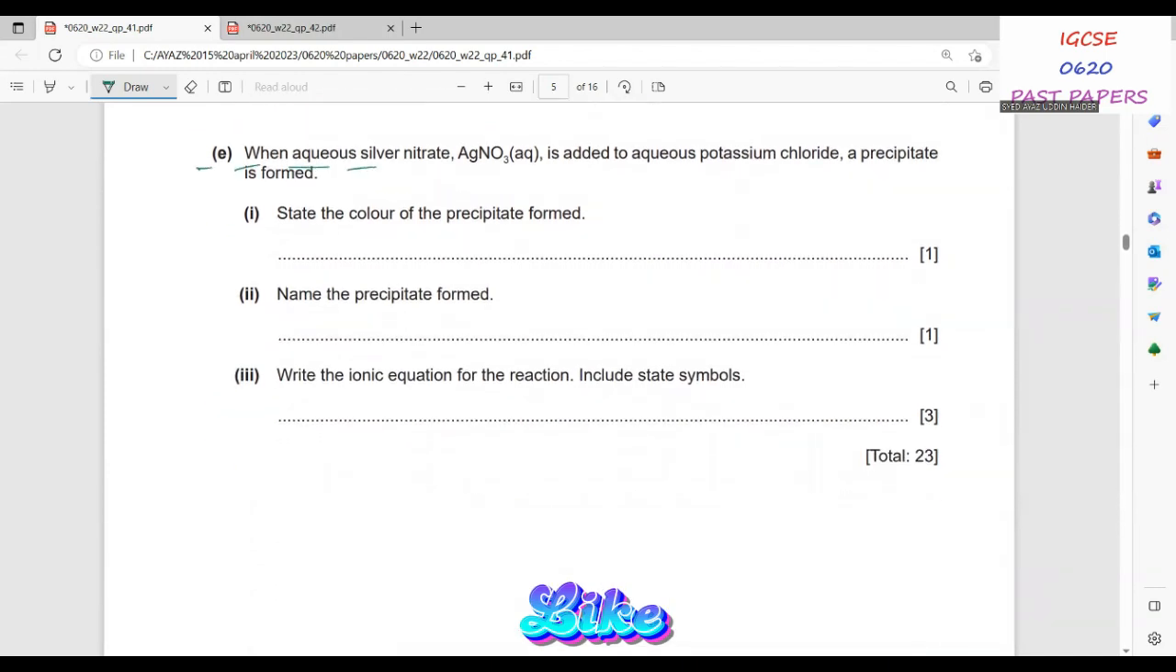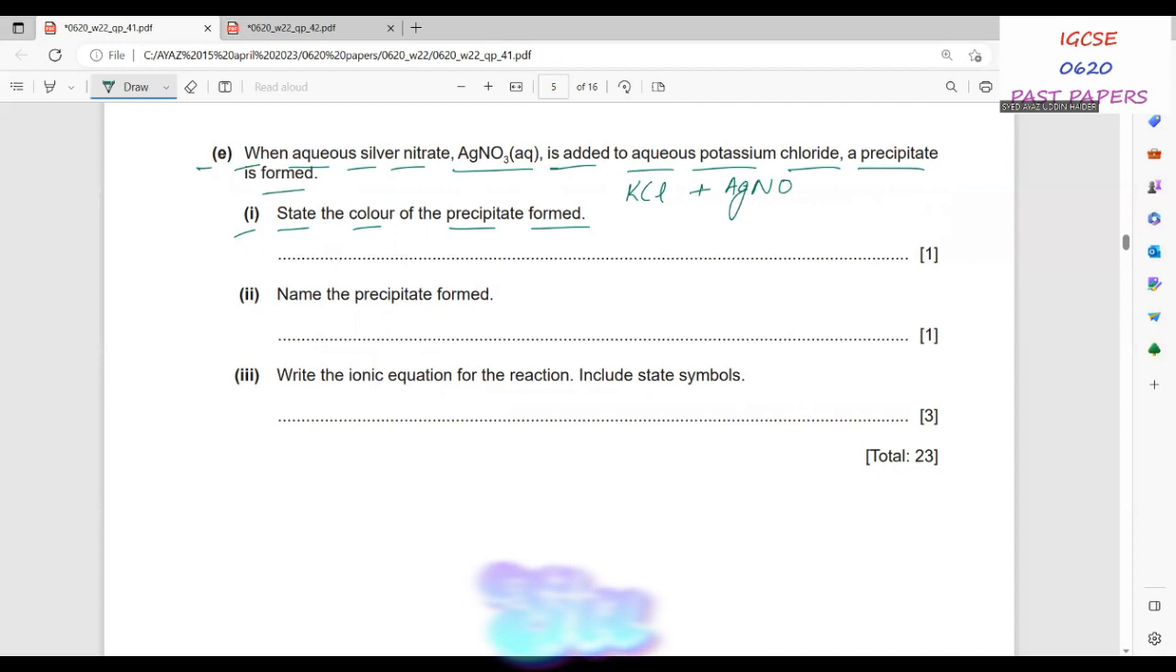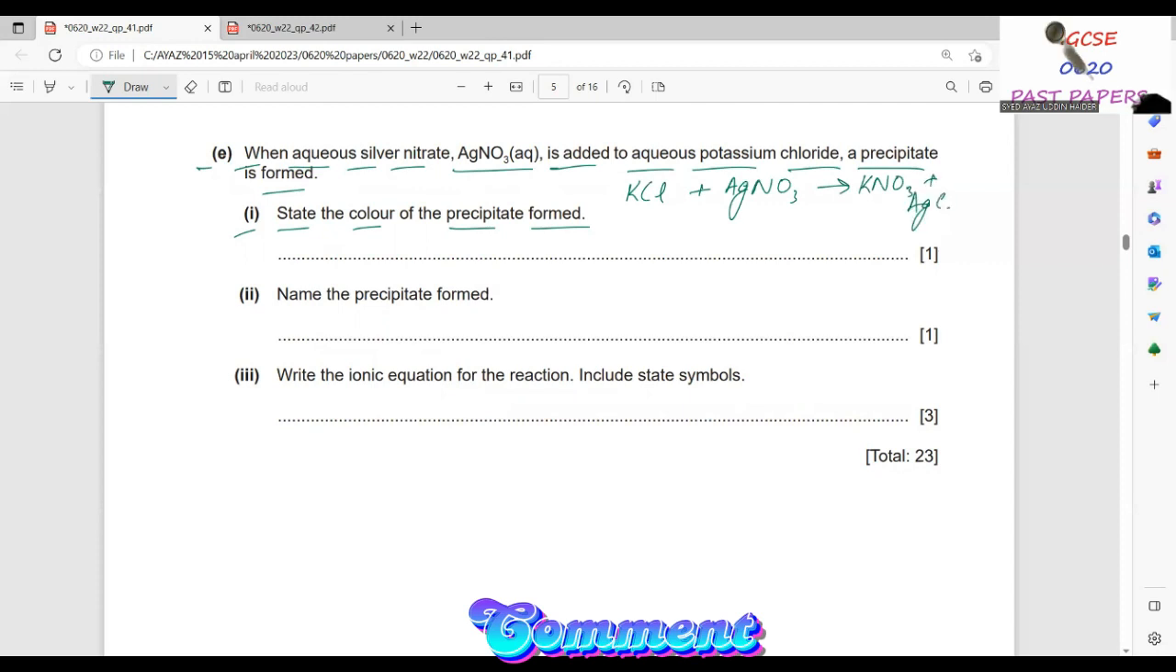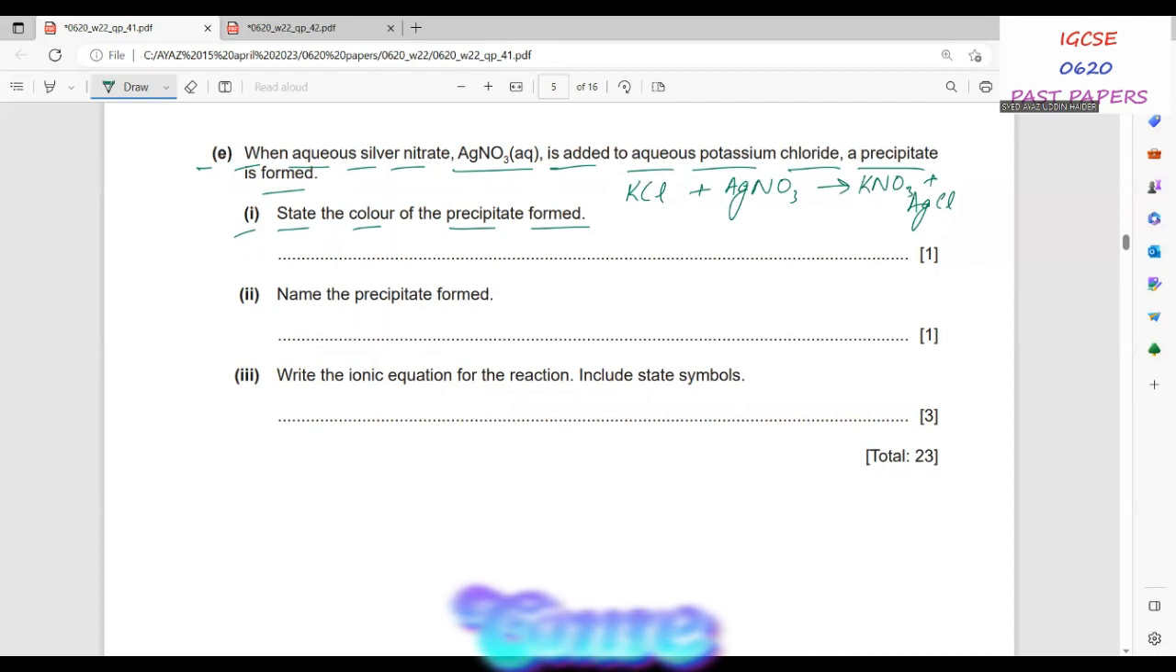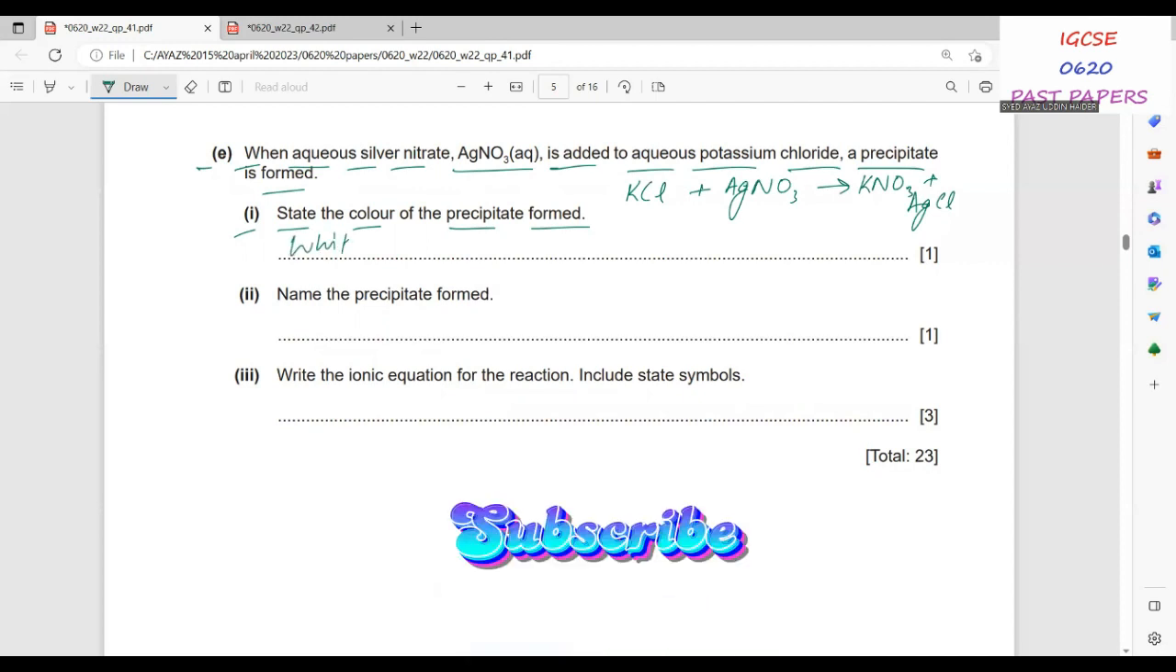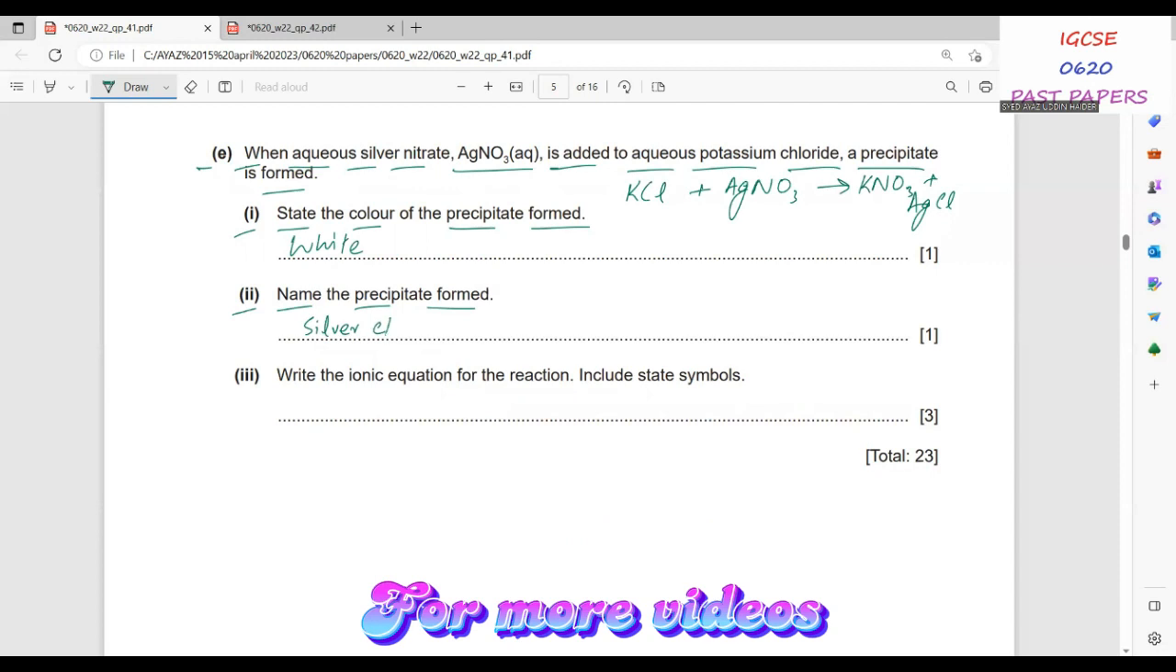E. When aqueous silver nitrate, AgNO3 aqueous, is added to aqueous potassium chloride, a precipitate is formed. Number 1, state the color of the precipitate formed. When we react potassium chloride KCl plus aqueous silver nitrate AgNO3, we will get KNO3 plus AgCl. AgCl is an insoluble white precipitate, so we'll write white here. Number 2, name the precipitate formed. As I just mentioned, it is silver chloride.